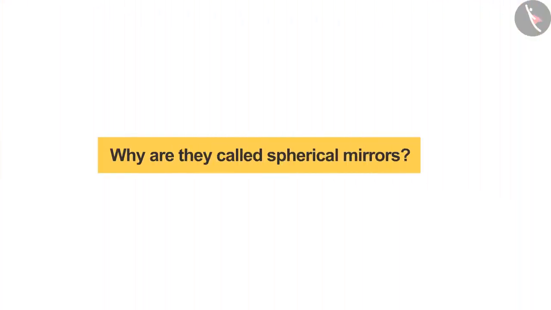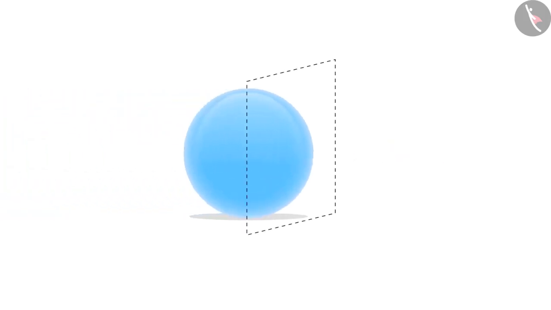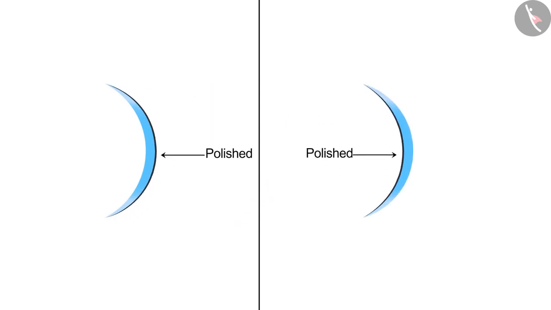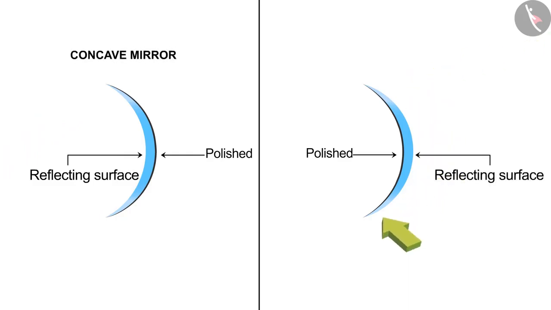Why are they called spherical mirrors? Let us understand why. Take a large sphere and cut it in such a way that we get spherical arc-like shapes. These shapes can be polished in either of two ways to make a mirror. If the reflecting surface of the mirror is tilted inwards and towards the center of the sphere, then it is called a concave mirror. And the mirror whose reflecting surface is tilted outwards is called a convex mirror.